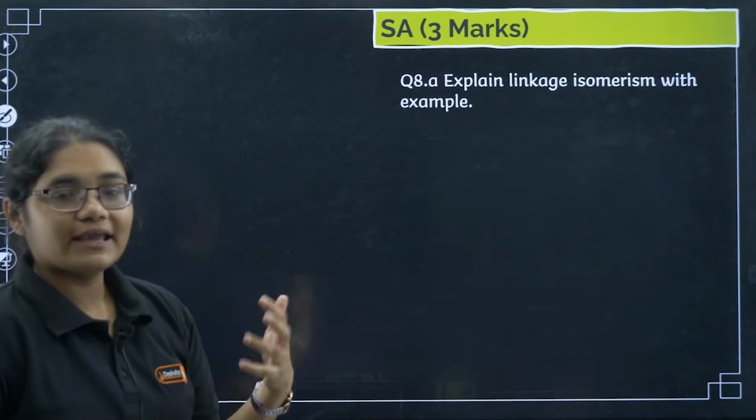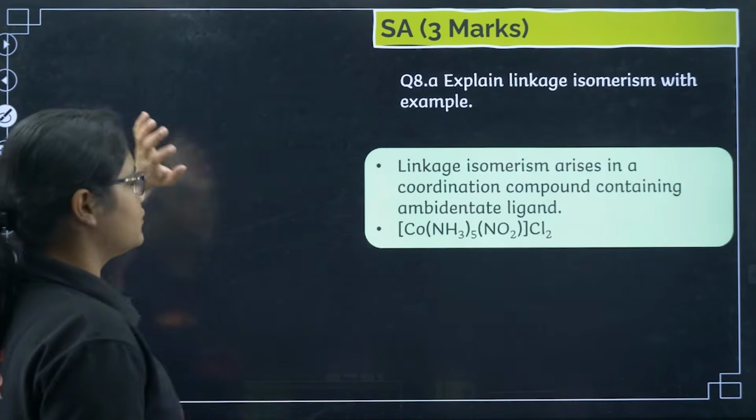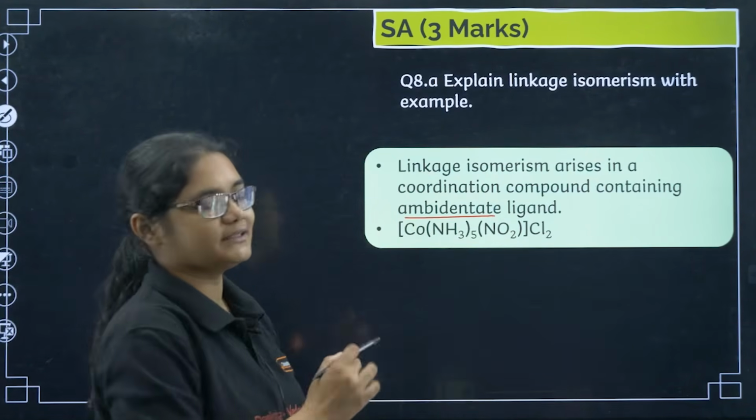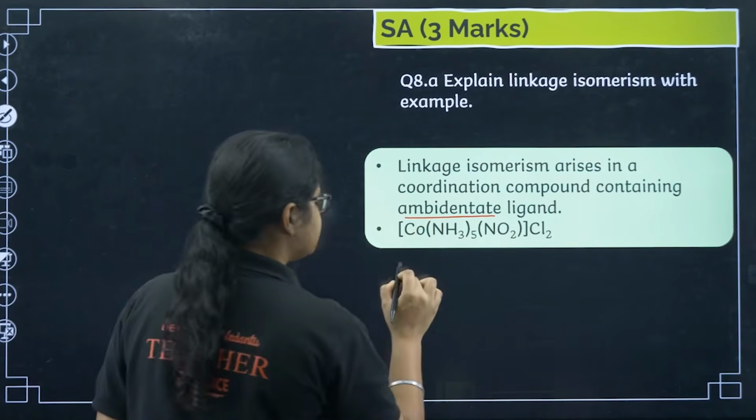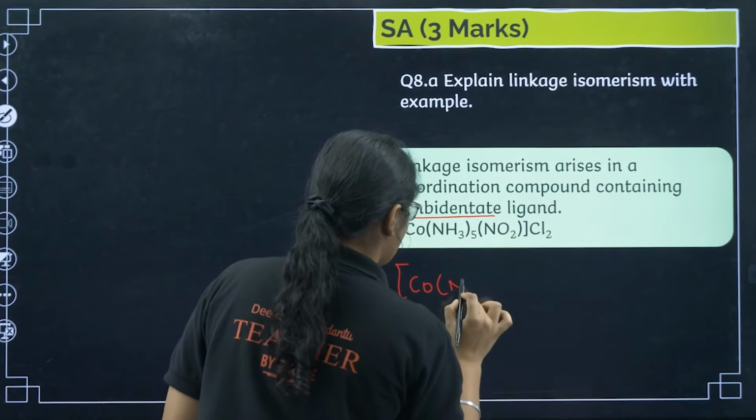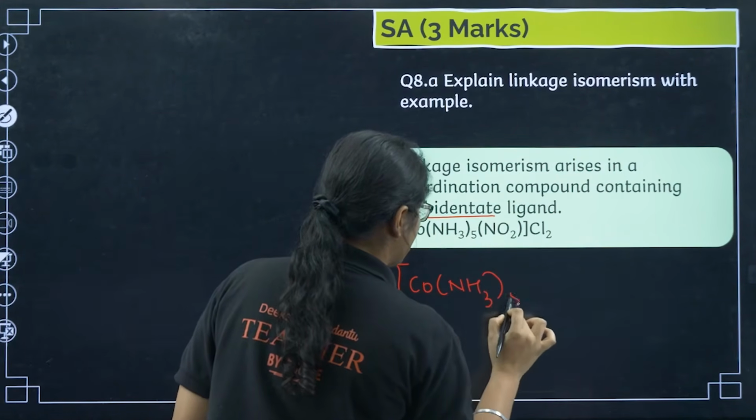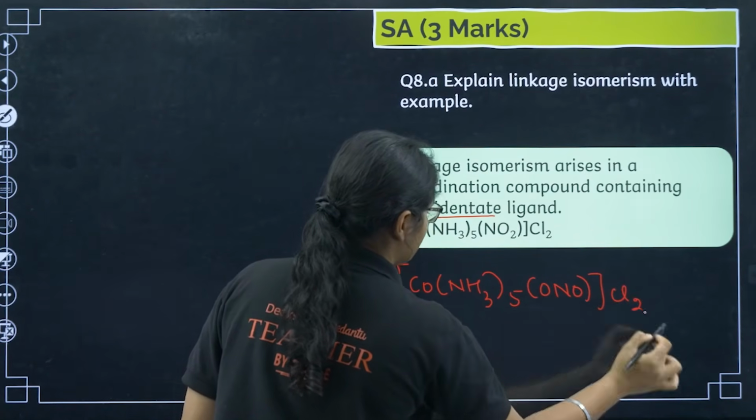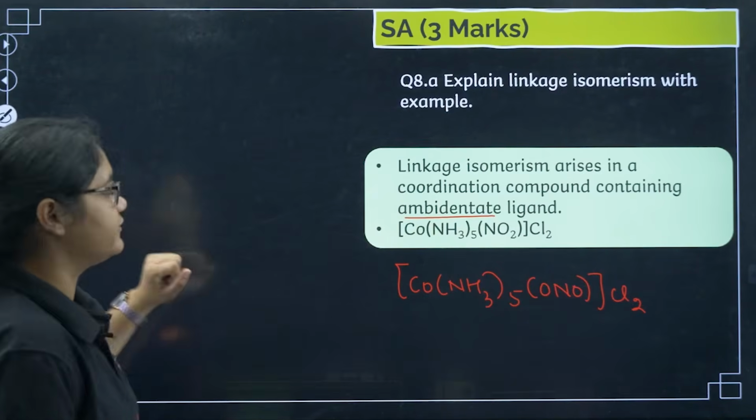Next, explain linkage isomerism with example. So linkage isomerism arises when you have an ambidentate ligand. You can just give one example, this one, and what will be its linkage isomer? So you have ONO. Okay, so that is your linkage isomerism.